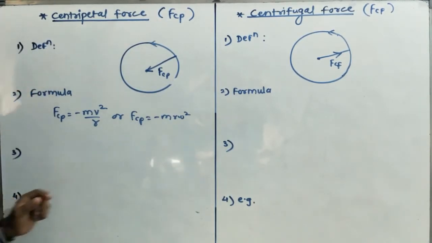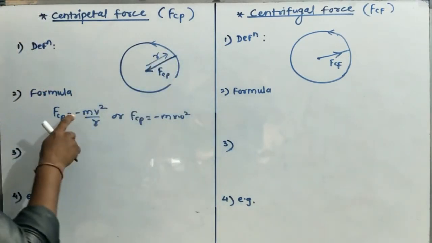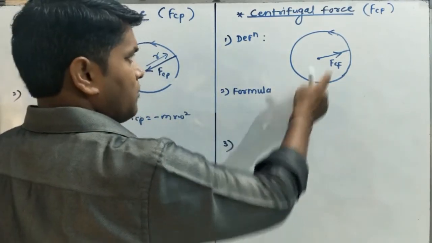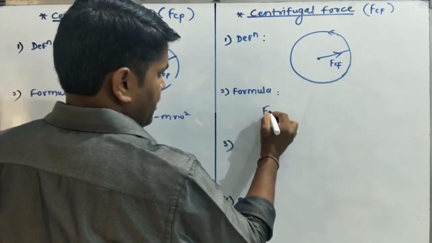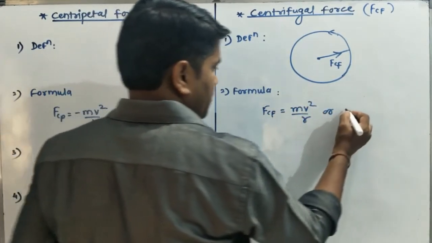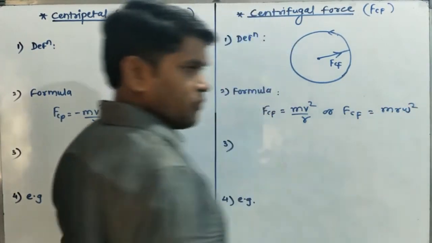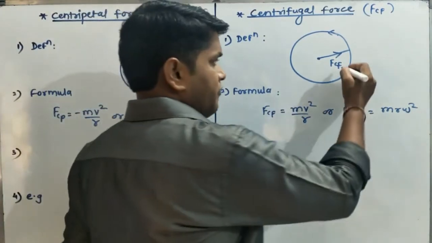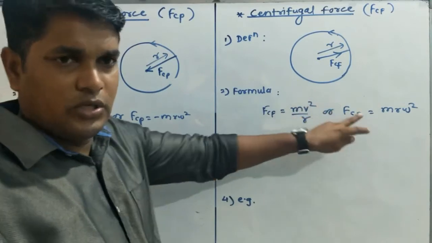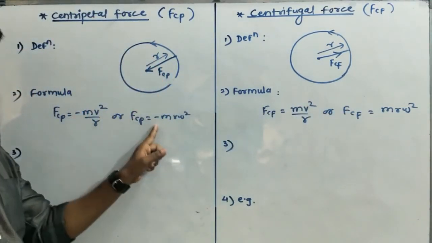Or we can say the direction of force and the direction of radius vector are opposite, so here we get the negative sign. Understood? So the formula for centrifugal force, here we get F_CF which is equal to m v square upon r, or F_CF which is equal to m r omega square, because the direction of centrifugal force and the direction of radius vector are the same, so here we have the positive sign, but for centripetal force the direction of force and direction of radius vector are opposite, so here we have the negative sign.